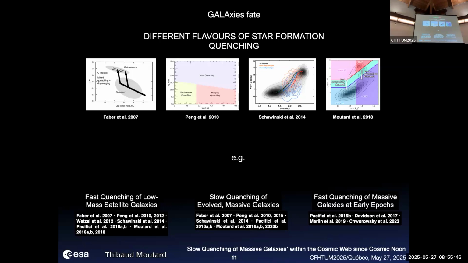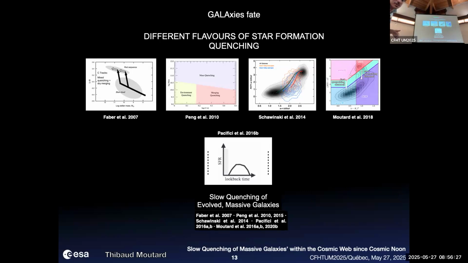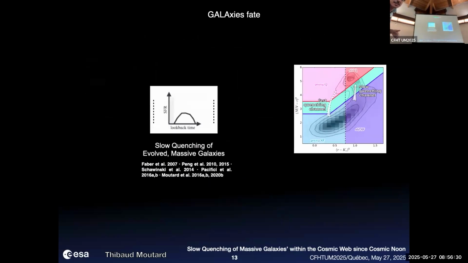You have also a slow quenching process that I worked on a couple of years ago that is affecting part of massive galaxies at low redshift. So since cosmic noon, basically, since about 8 billion years ago. And you also have now another quenching channel, if you may say, that's affecting galaxies at very high redshift. So those first quiescent galaxies we observed had barely 1 billion years to form and to quench.